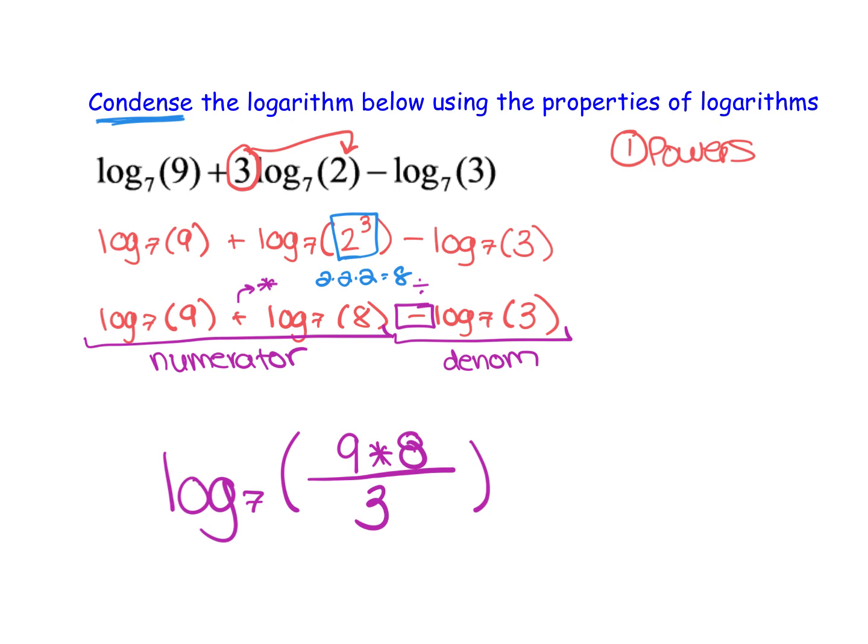And then from here, it's just a simplifying game. So we have log base 7 of 72 over 3. And then we can condense that down just a little bit further to be log base 7 of 24.